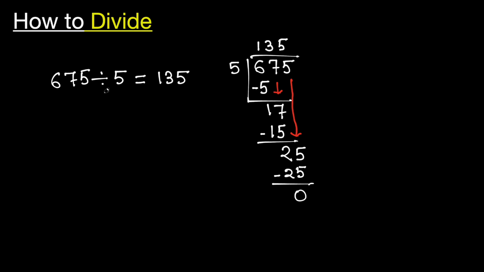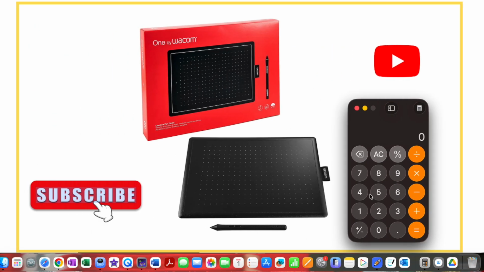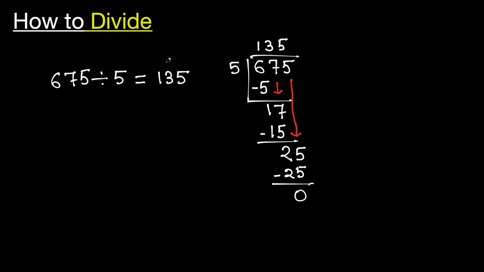Now if we verify this with a calculator, just type 675, then division symbol, then 5 and then press equal sign. See that the answer is 135 and it's verified.